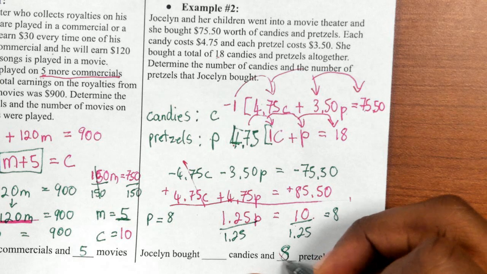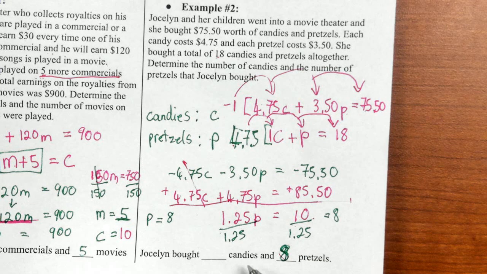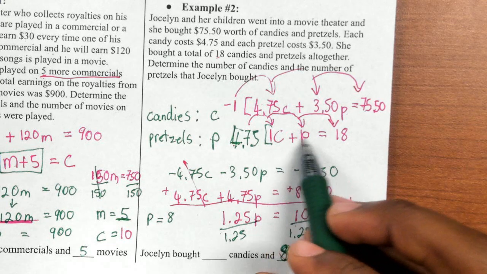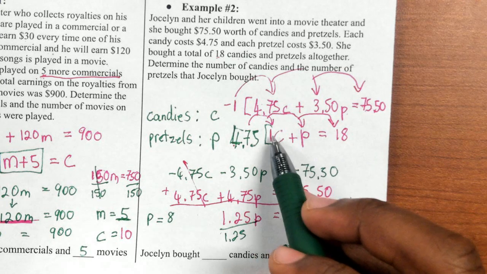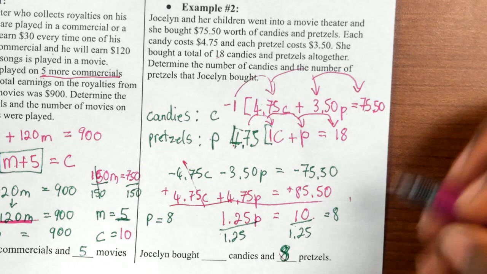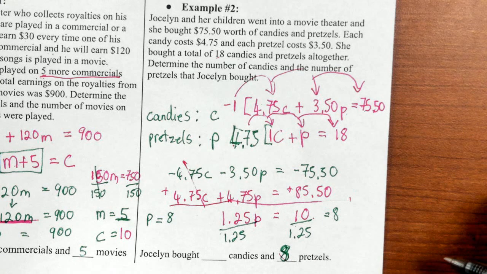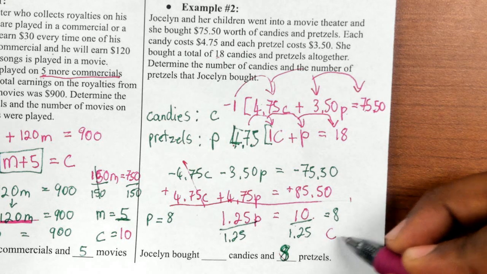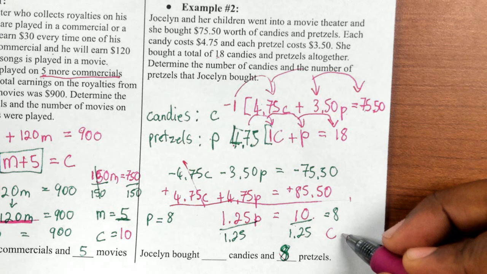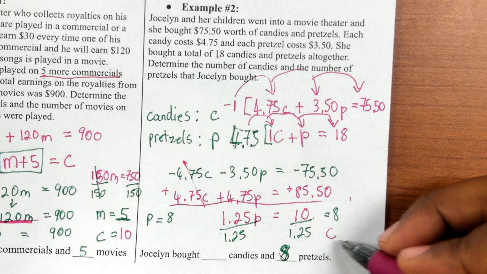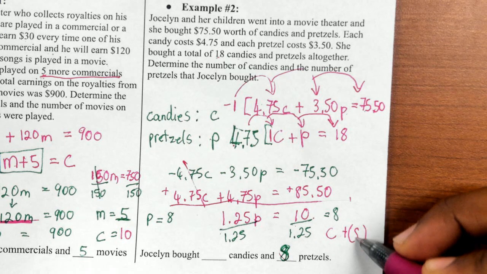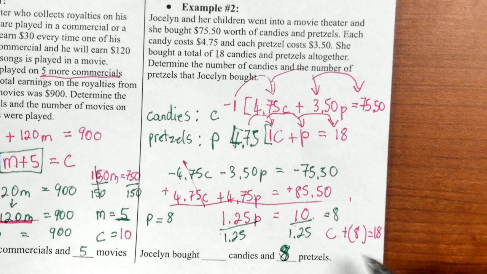We have 8 pretzels. Now I need to find out the amount of candies by plugging this into my bottom equation. The reason I'm going to plug it into that one is because it's the easiest and the most straightforward one. All right? So instead of writing P, I'm going to write the number 8. So I'm going to have C plus, instead of P, parentheses 8, is equal to 18.